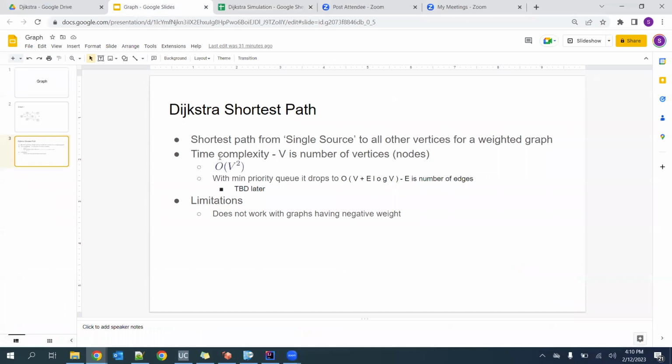The time complexity is V squared. V is the number of vertices, order of V squared. I hope we all know time complexity. How much time it takes, basically. What is the order of time, basically big O notation.